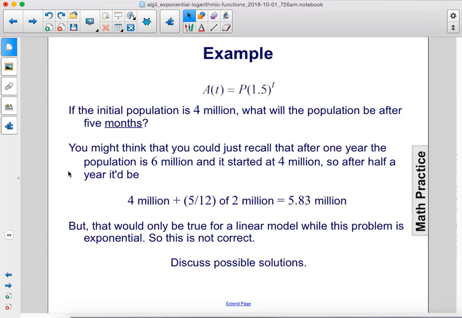If the initial population is 4 million, what will the population be after 5 months? You might think that you could just recall that after 1 year the population is 6 million and it started at 4 million, so after half a year it would be 4 million plus 5/12 of 2 million equals 5.83 million. But that would only be true for a linear model, while this problem is exponential, so this is not correct. Discuss possible solutions.